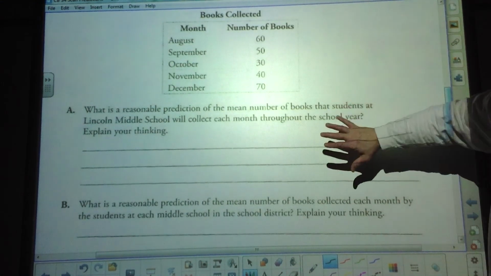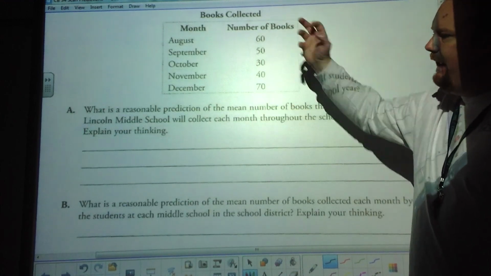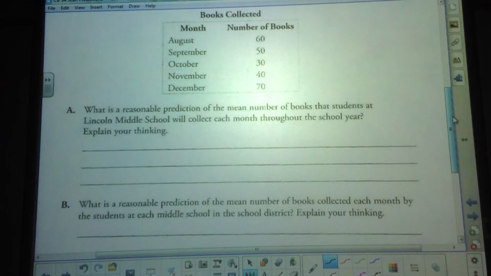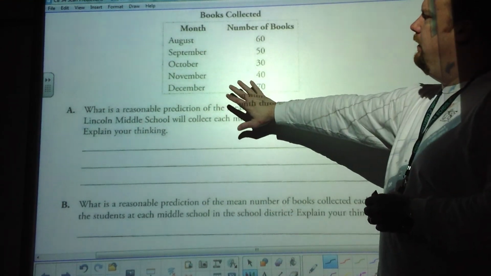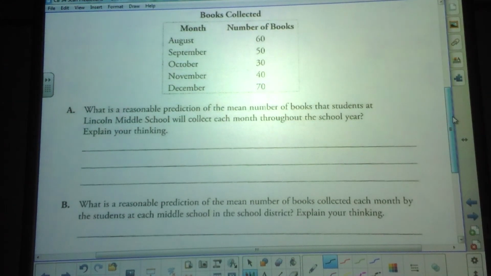I'm not going to take the time to add all these up and divide by 5, but basically you would do that, get a mean, and that number would predict what would happen throughout the year. What is a reasonable prediction of the mean number of books collected each month by the students at each middle school in the school district? Explain your thinking. I'm not going to do this, so I'm going to leave it here. But basically, again, we're taking sample data or a small portion of the data and trying to make predictions with it.